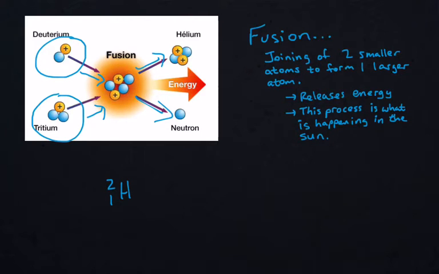So if we take hydrogen-2 and we add hydrogen-3, it produces helium-4, along with a little extra neutron. Note how the atomic mass on the left of the equation, 2 plus 3 is 5, is equal to the atomic mass on the right, 4 plus 1 equals 5. And so those are the major differences and explanations of what fission and fusion are.